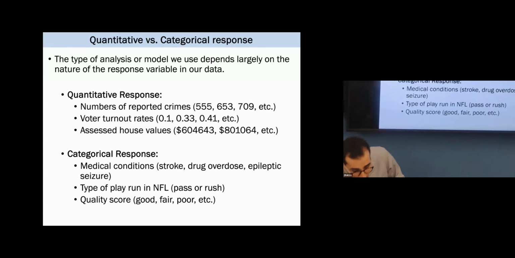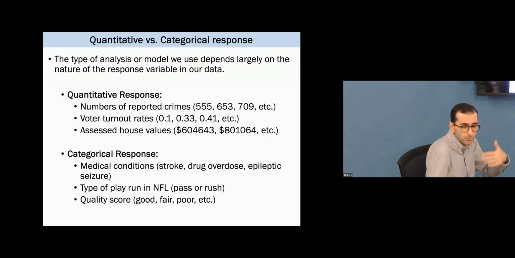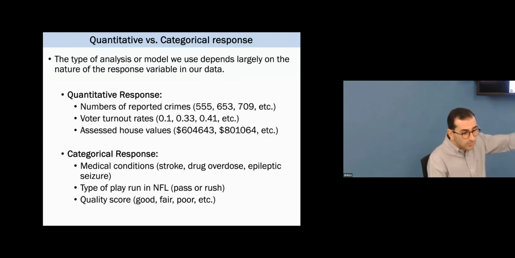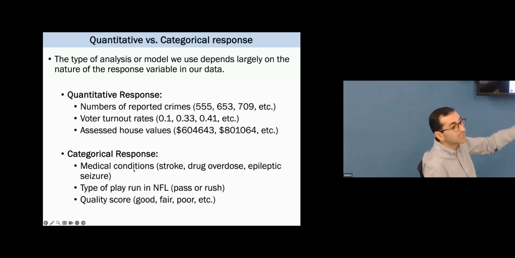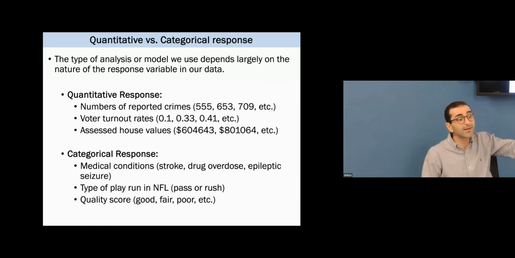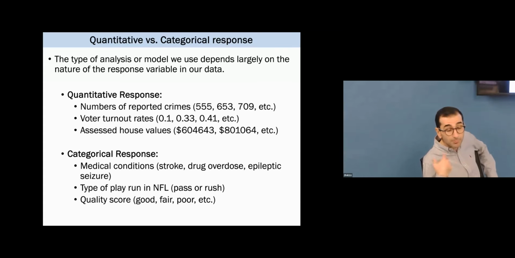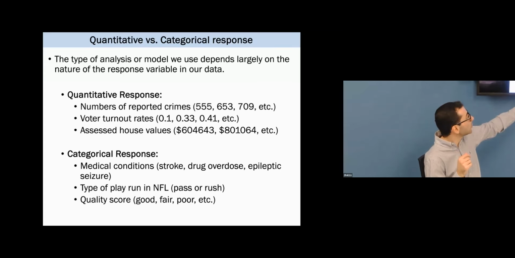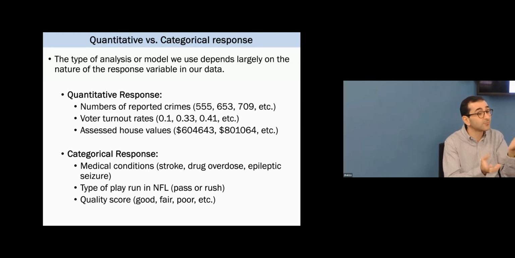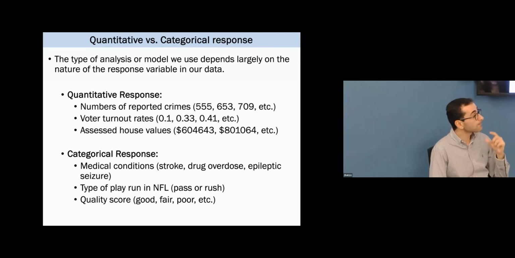And here I have some scenarios. Let's say a person arrives at an emergency room with some symptoms, and then I want to decide what is their medical condition: stroke, drug overdose, or epileptic seizure. Again, I have 3 categories that I want to assign my observation to. Or let's say I want to predict the type of play run in the NFL, pass or rush. Or let's say I have a quality score, right? Let's say from good, fair, poor. Again, I have different categories. I don't really have a numeric value.